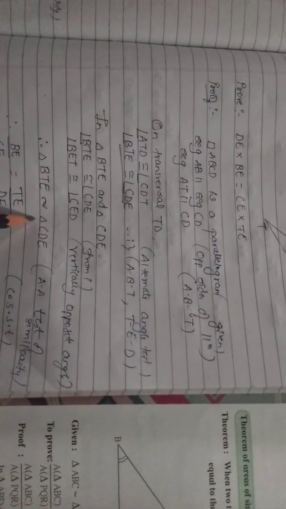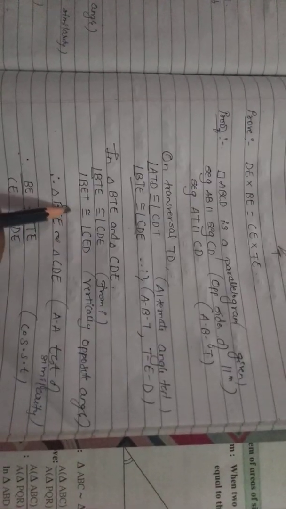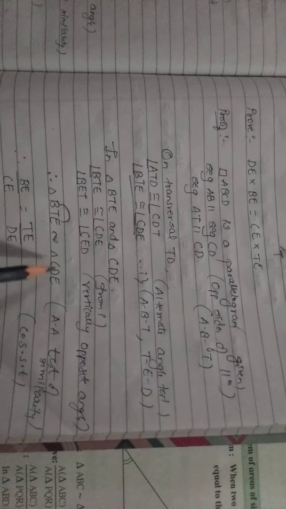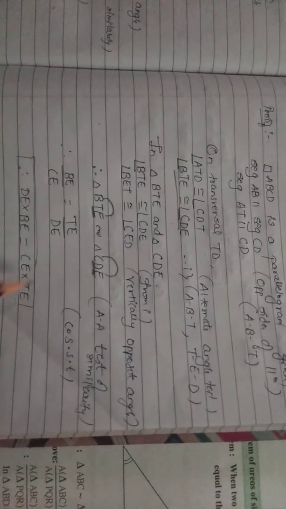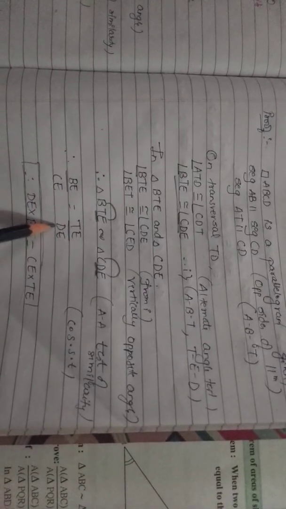So this triangle BTE is similar to triangle CDE by AA test of similarity. So this is done by AA test of similarity. So we will write corresponding sides. So BE upon CE equals TE upon DE. If we cross multiply this, we will get DE into BE equals CE into TE.